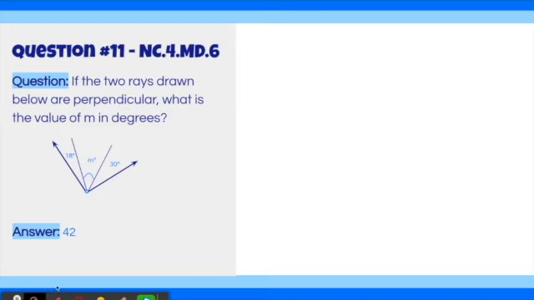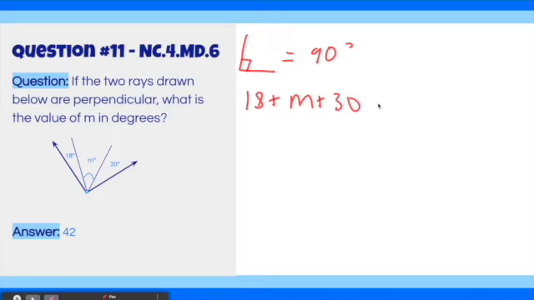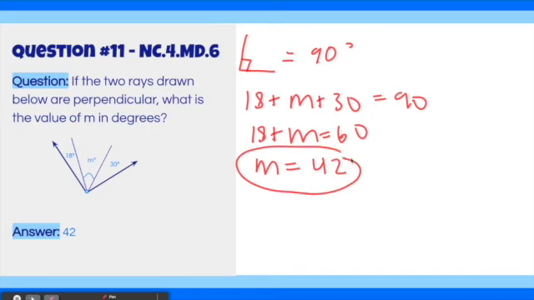Okay, so if you didn't already know, when 2 rays or 2 lines or 2 segments are perpendicular, that means they create a right angle, which is also 90 degrees. So now to find out what m is, this is just simple addition. So that means 18 plus m plus 30 is equal to 90. So then you're going to subtract the 30 over. So 18 plus m is equal to 60. And then you're going to subtract the 18 over, and you get m equals 42. So m is 42 degrees. Okay, moving on to question 12.